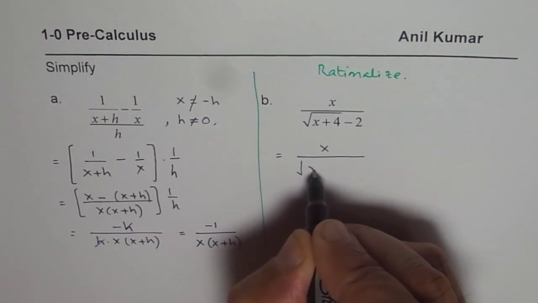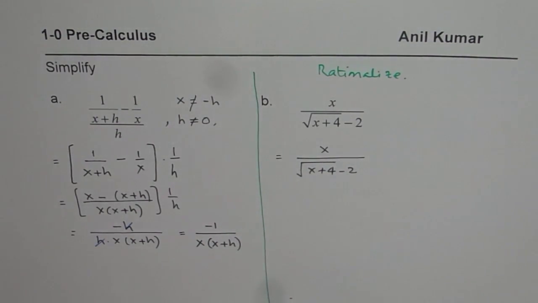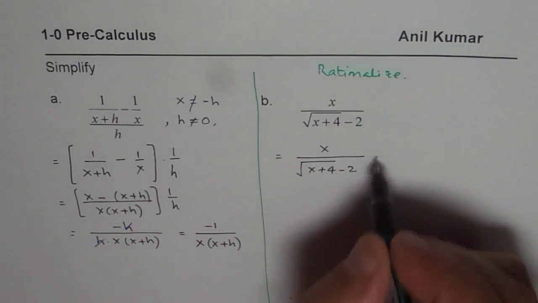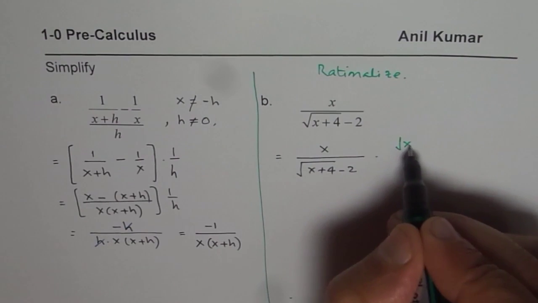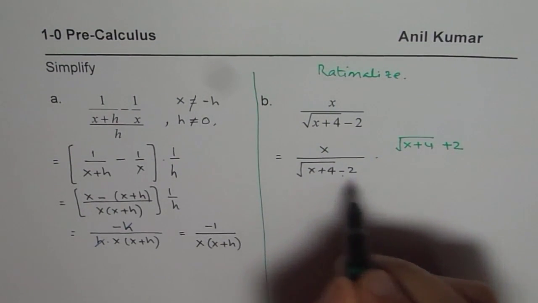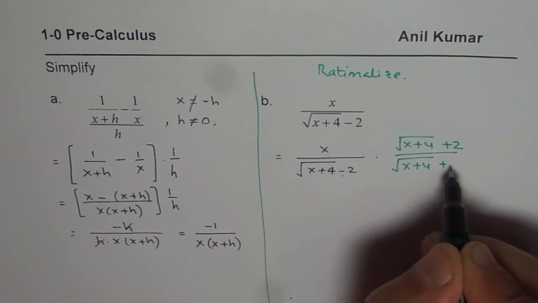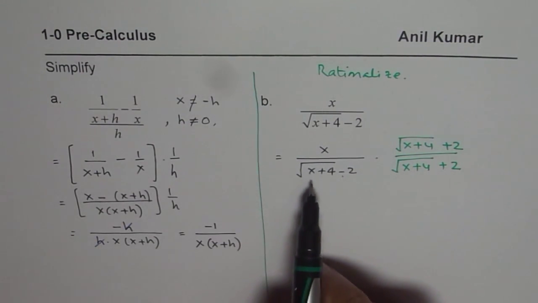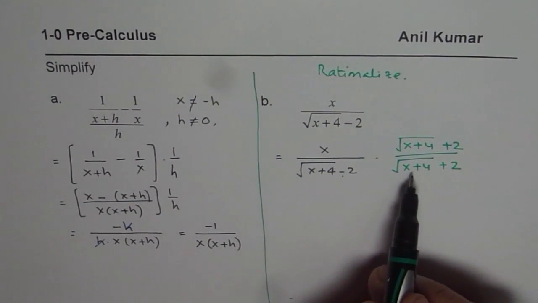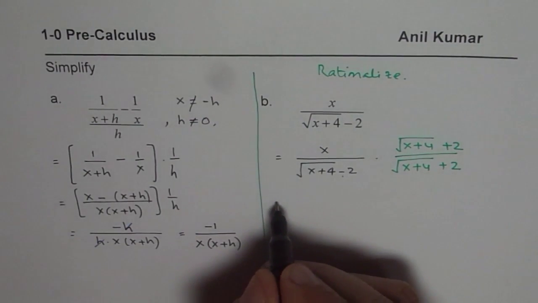So we have square root of x plus 4 minus 2 in the denominator. Rationalize means to multiply by the conjugate, multiply and divide. So we'll multiply and divide by square root of x plus 4 plus 2. So instead of minus, we just reverse the sign and we get the conjugate of the term. The idea is, when I do a minus b times a plus b, I get a square minus b square, thereby removing the radical part. And that is what we really mean by simplification.